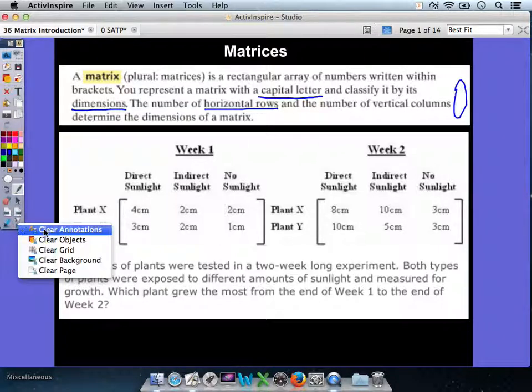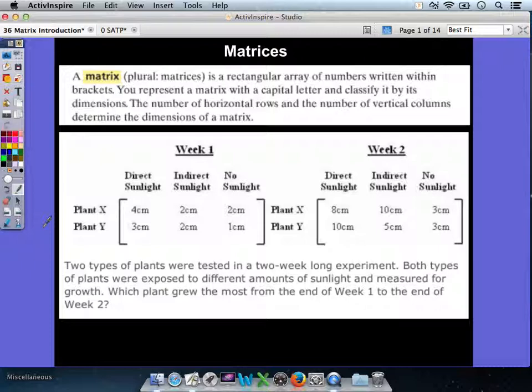Before we get started, I went back and looked up one of the old word problems that you had from Algebra 1, preparing for the state test, to give an example of where you might use a matrix. This was just a very basic example, to give you an idea of where two plants were tested over a 2-week period, and they were compared using the different sunlight available, some direct, some indirect, and some no sunlight. And all the data was just placed in a matrix.